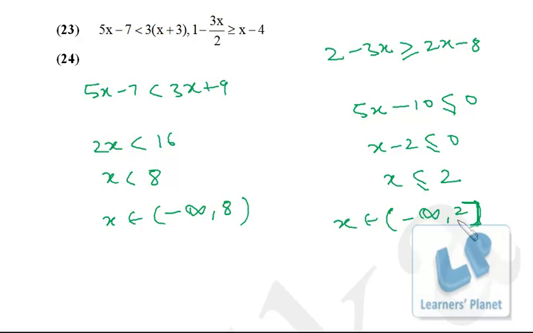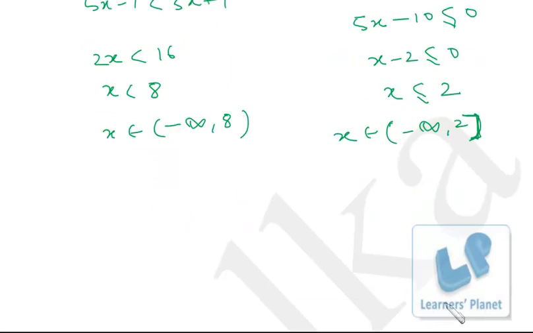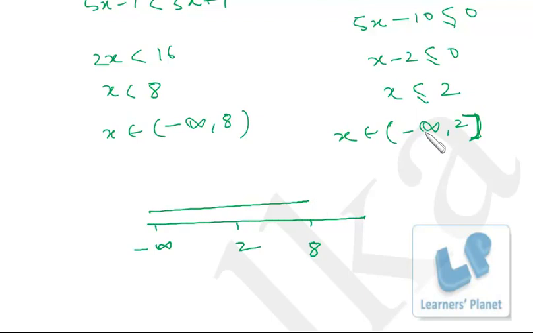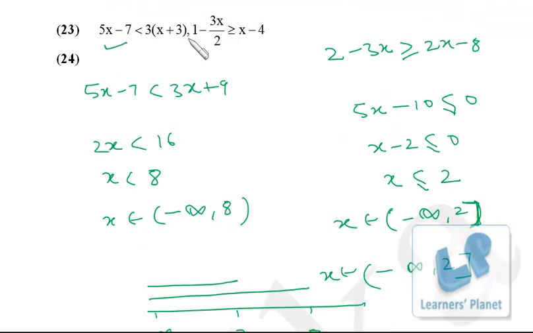Now we have to find out the common solution. So draw the line. It is minus infinity, it is 2, it is 8. So it is minus infinity to 8 and it is minus infinity to 2. So what is the common solution? Minus infinity to 2. So that is the solution common to this and this. If you take any value between minus infinity and 2 inclusive of 2, both the relations will be satisfied.